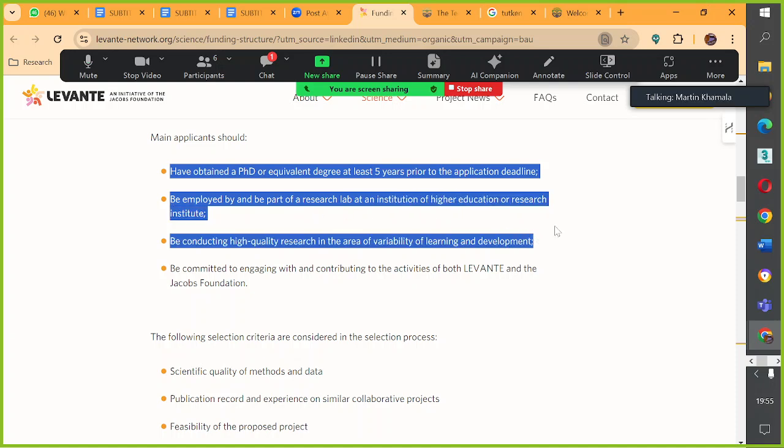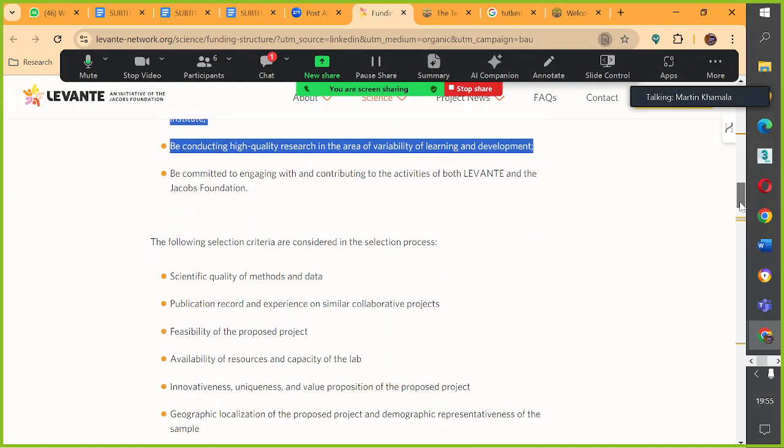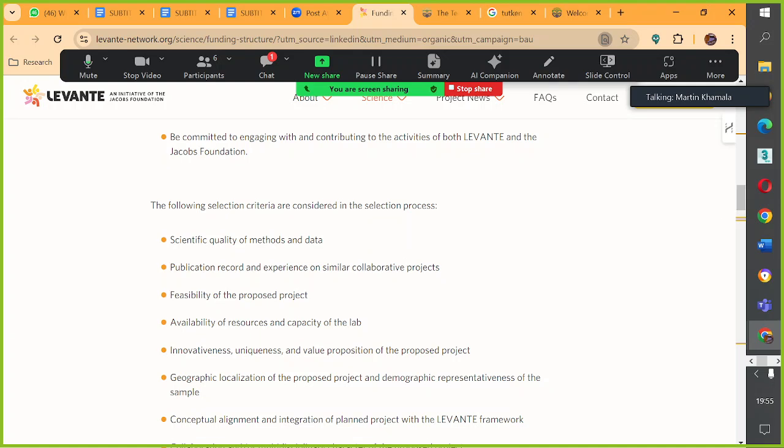And then what they're saying they'll consider is down here. Scientific quality of methods and data. This one, so that's interesting. This one, publication record and experience on similar collaborative projects. This one, feasibility of the proposed project. Availability of resources and capacity of the lab.